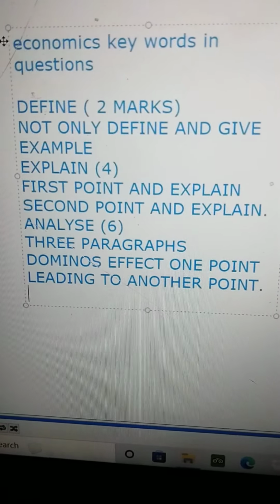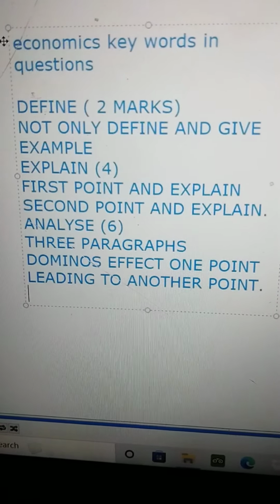Don't write less. This is the recipe for disaster. If you start writing less in your answer, you have to write more and more. Make sure that you are confident when you're writing. There is no negative marking. That is the best part of the economics paper. There is no negative marking.